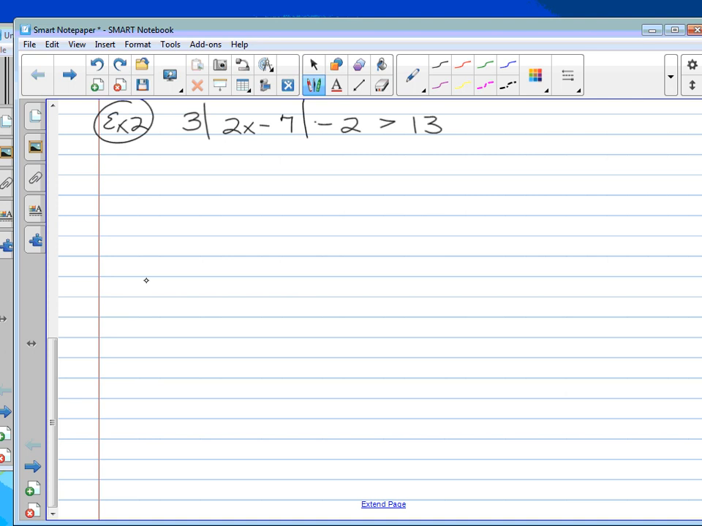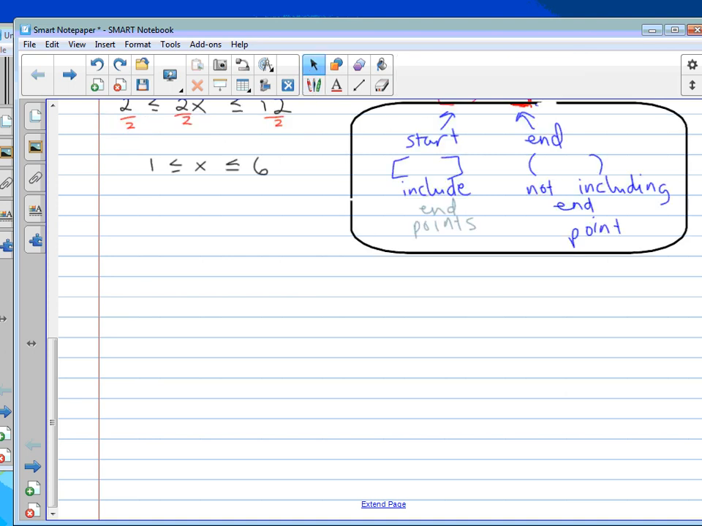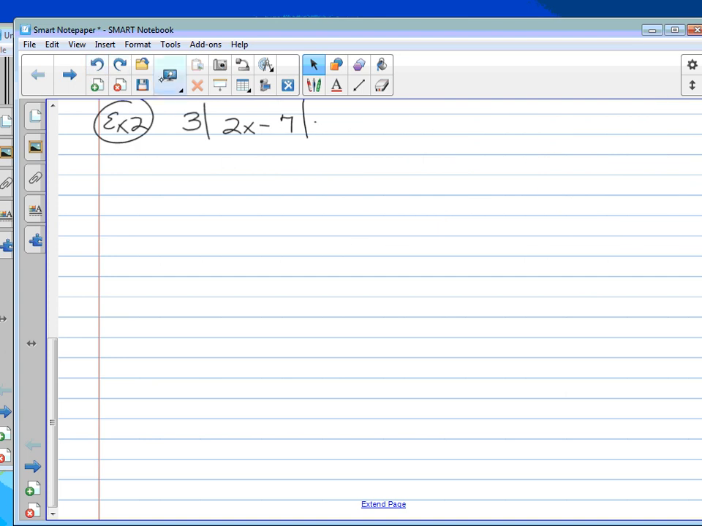If I'm going to isolate this thing, what do you gotta do first? Add the 2. Add 2, divided by 3. What do you want to do first? Add the 2 first. So then you end up with 3 times 2x minus 7 greater than or equal to... I'm sorry, it's greater than, not greater than or equal to.